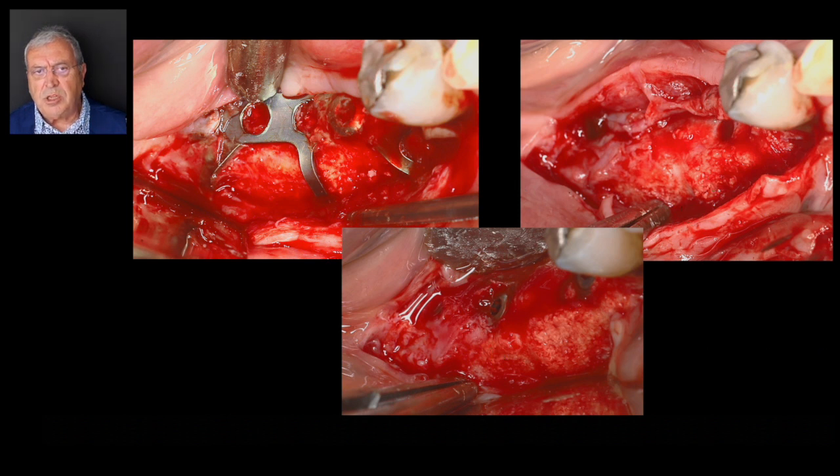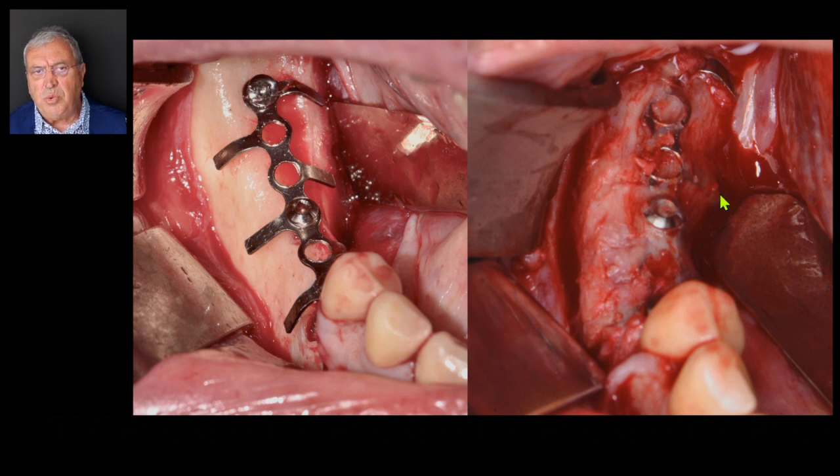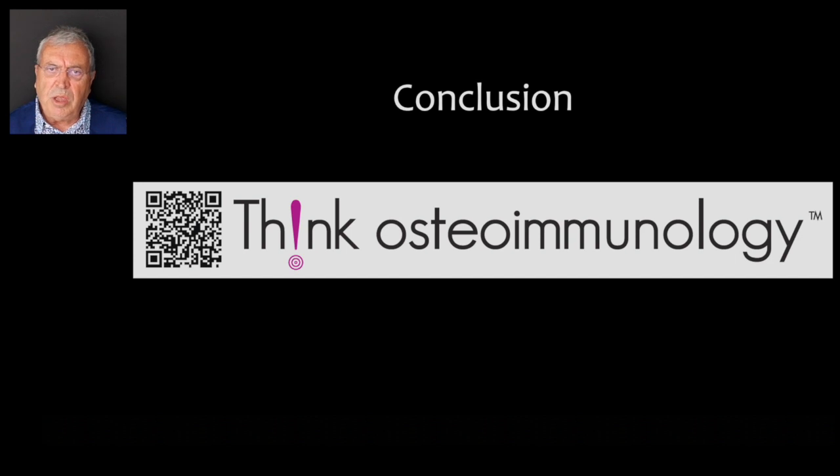Another case with the mesh and the spikes unit. This is a 3D augmentation, but it's very, very easy. So it's time to conclude. We need to think Osteo-Immunology from the morning to the evening, and from the evening to the morning, all the time.